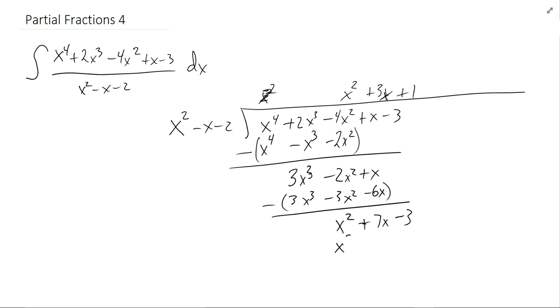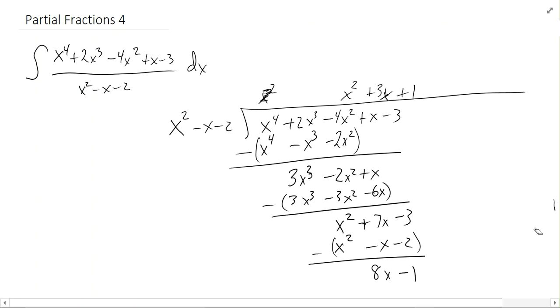X squared minus x minus 2. And one final subtraction. Again, you are subtracting a negative, so you're going to get 8x plus minus 1, right? 8x minus 1 in there. All right, and now I'm at the point where the degree of what I've got left is smaller than the degree of the polynomial in the denominator. So now I'm set.